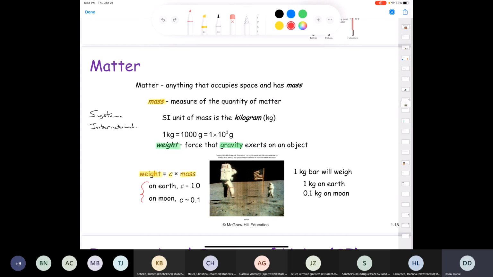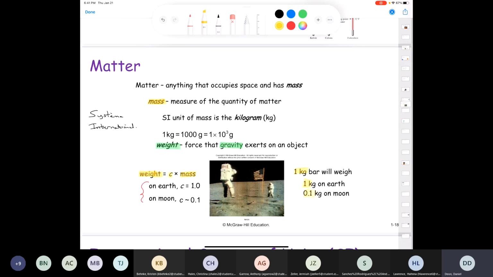And that is why astronauts appear semi-weightless. And that's why they're able to jump around on the moon and make these big, long jumps, because they don't weigh nearly as much. Their mass is still the same, but the gravity acting upon that mass is different depending on where you are. And to summarize that, if you had a 1 kilogram bar, it weighs 1 kilogram on Earth, but the weight on the moon is only 100 grams, or 0.1 kilograms. All right, so mass and weight, two different things. You want to make sure that you know the difference between mass and weight.